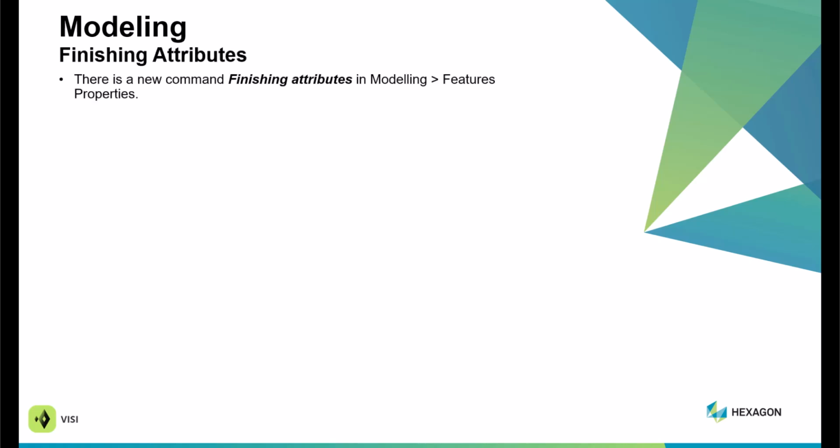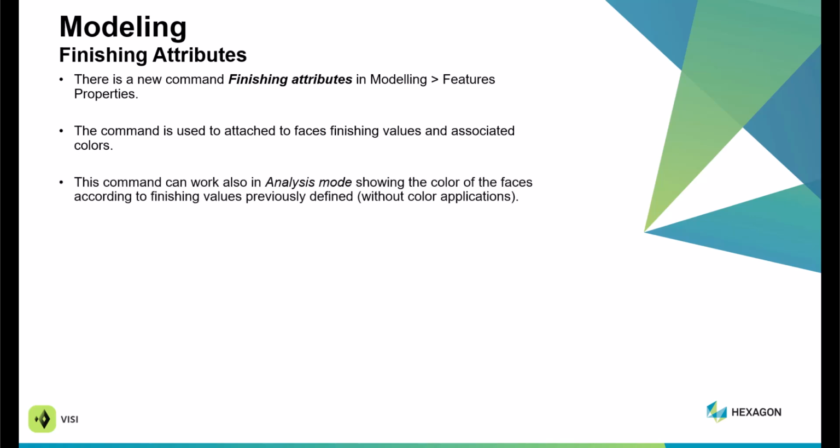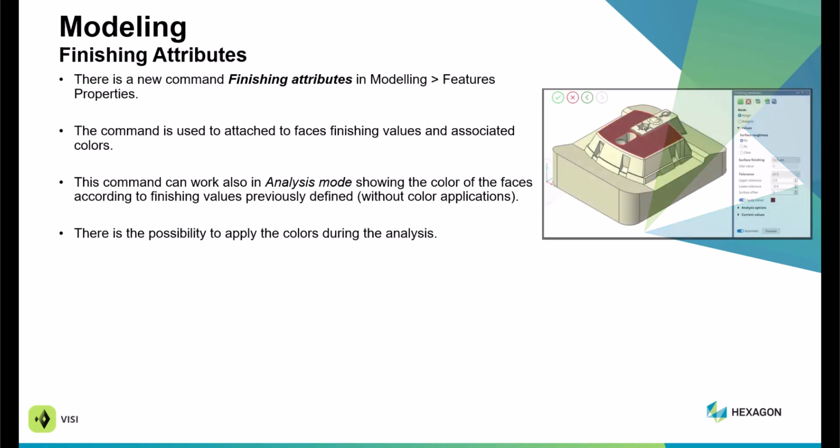Now we're going to go into what's new in modeling. So as mentioned before, finishing attributes. This is a new command within the modeling feature properties. This command is used to attach face attributes to any kind of faces associated, so for example, a finishing face and so on. This command is also used in the analysis mode, showing the color of the faces according to the finished value with color application. There is the possibility of applying a color during the analysis commands.